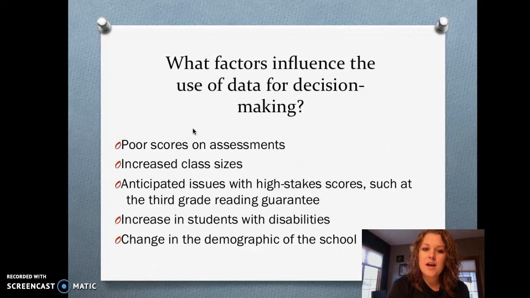So I think with the increased class size, that's something the district should make some exceptions for and should help out with the classes that are a little bit bigger. Anticipated issues with high stakes scores, such as the 3rd grade reading guarantee, an increase in students with disabilities to see if there's more need for another intervention specialist, and then change in the demographic of the school.